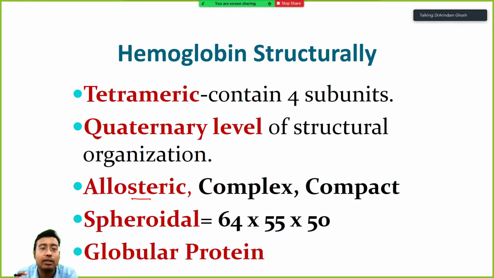These 4 subunits are held together in such a way so that there is no steric hindrance. Okay, so all of them are related in allosteric fashion, and the quaternary conformation imparts a very compact nature to this complex protein. Everything is squeezed together, 4 units are squeezed together. I already told you it is a globular protein.